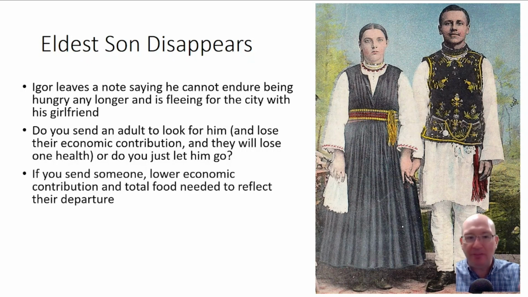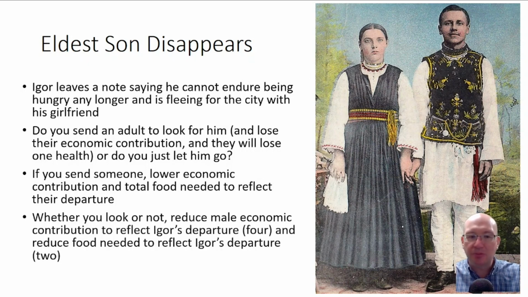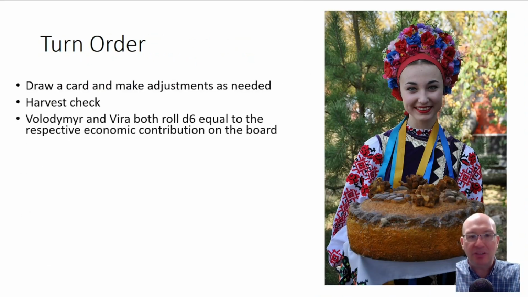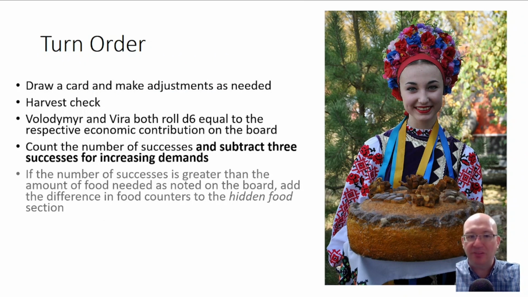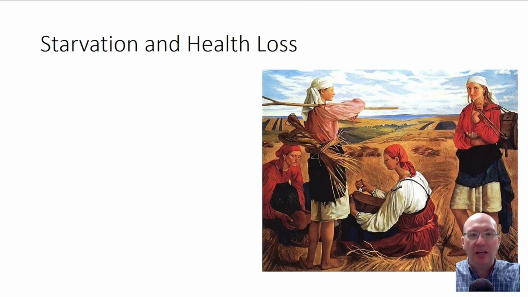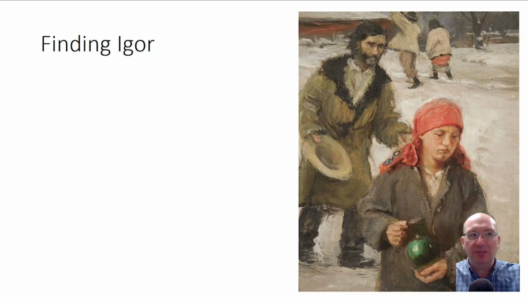And then I have to remind them that if you send someone, lower the economic contribution and total food needed to reflect their departure, whether you look or not. Reduce male economic contribution to reflect Igor's departure. And I put up there, he gives 4, and reduce food needed to reflect Igor's departure by 2. Just again, you want to make things easy for the people in your simulation. And then we'd have a turn, and I still have the subtract 3 successes for increasing demands. And then we have our starvation health loss.